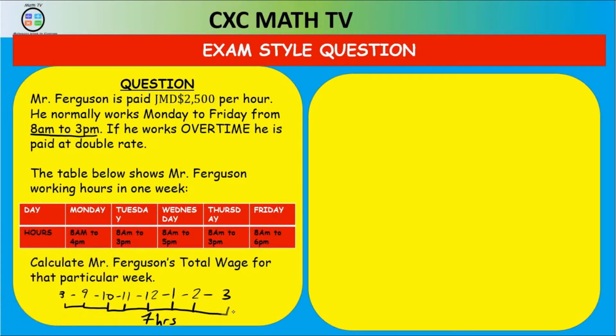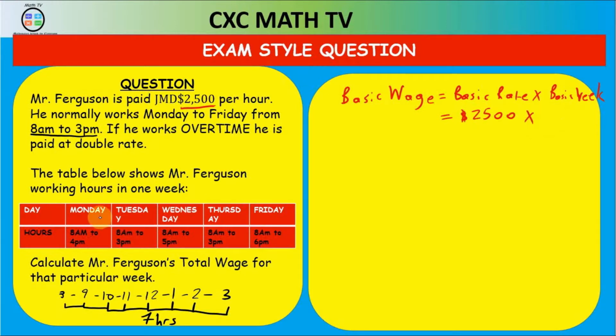Since we know that he works 7 hours on a day-to-day basis, first we can work out his basic wage. So the basic wage is going to be equal to the basic rate multiplied by his number of hours worked, or his basic week. So let's do that calculation. The basic rate that Mr. Ferguson is being paid, they told us, is $2,500 per hour. Now we multiply that by his basic week.